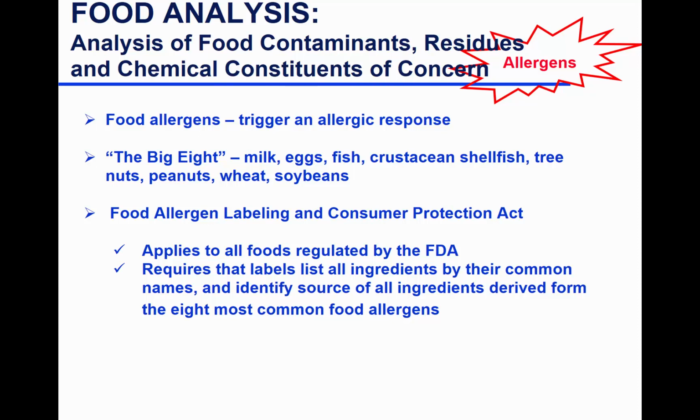So the Food Allergen Labeling and Consumer Protection Act applies to all food regulated by FDA, and it requires that all ingredients are listed by their common names, so people would know what their source are. So are they coming from milk? Are they coming from soybean? So that people with allergy can avoid that.